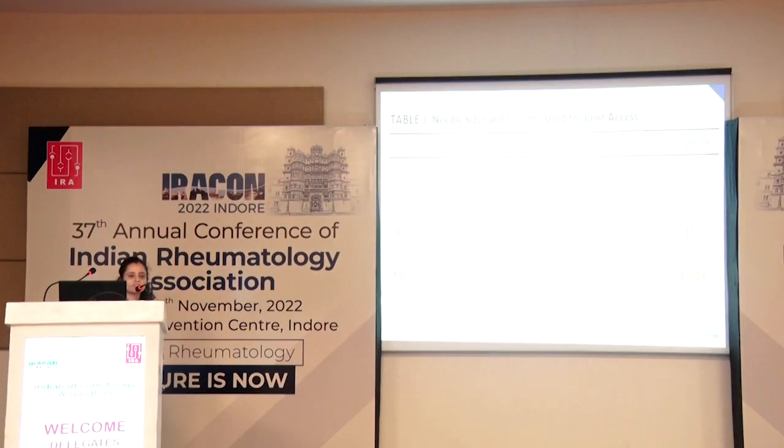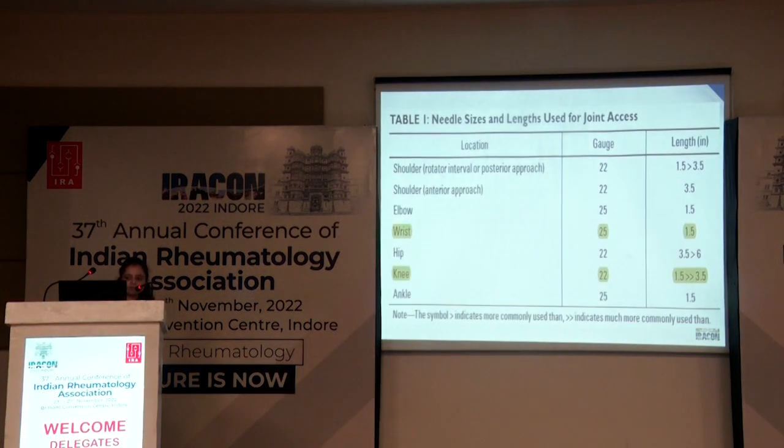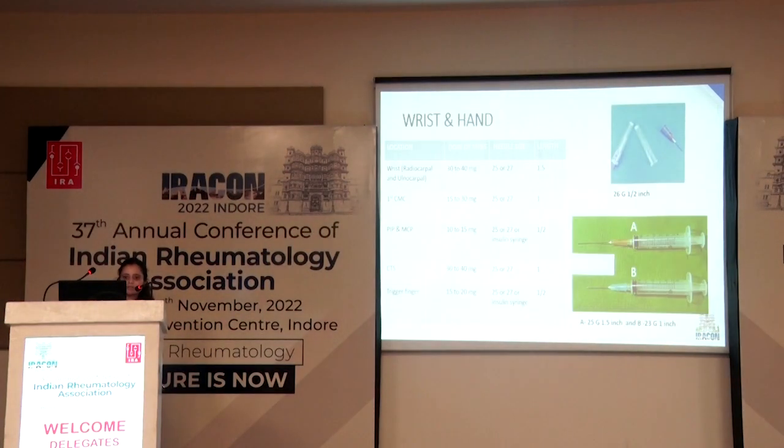As well as the length, it is commonly used for the wrist, knee and the other joints. So for the wrist we usually use 25 gauge and the length is 1.5 inches, and for the knee it is usually 20 or 22 gauge with 1.5 inches.